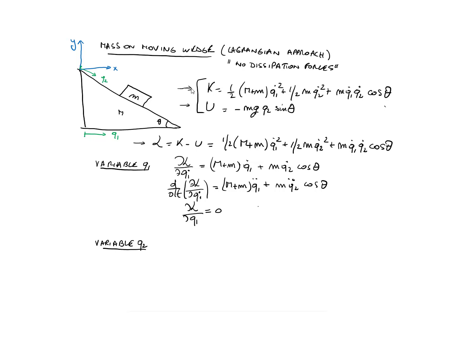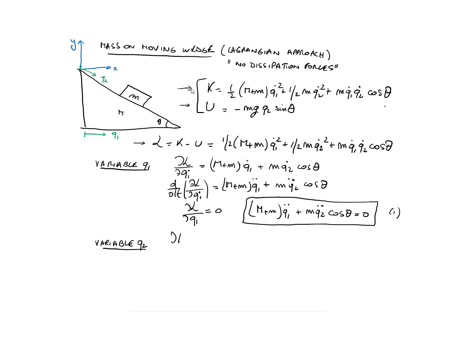It's simply saying m plus m q1 double dot, sorry, plus m q2 double dot cos theta is equal to 0. So that yields my first equation using the Lagrangian approach. Okay, so now we have to do something similar with variable q2.